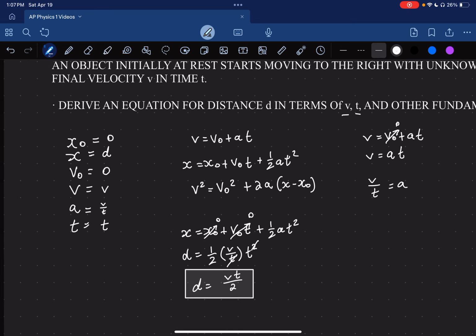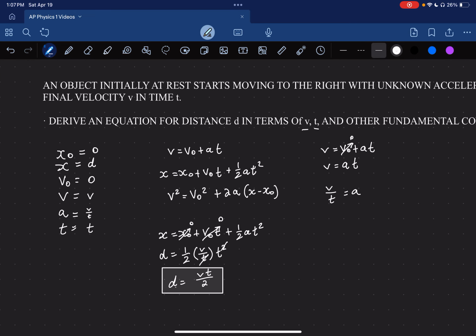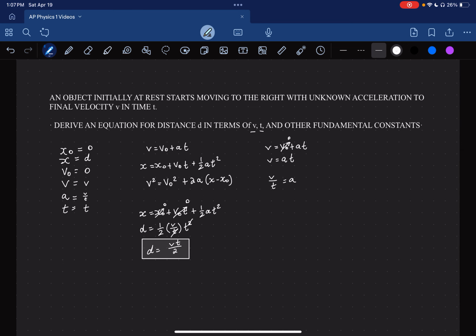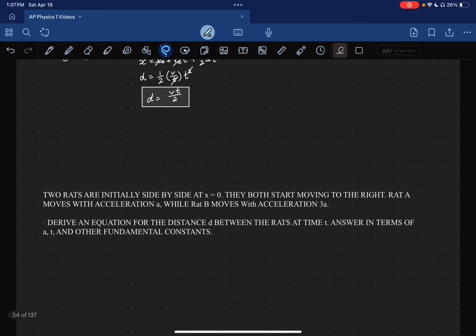Oh, and you should always double check at the end. Did I make an equation for d in terms of v, t and constants? So here we have v t and 2 is a constant. I'm going to steal this because we'll probably need it for the next one. Let's go to the next one.